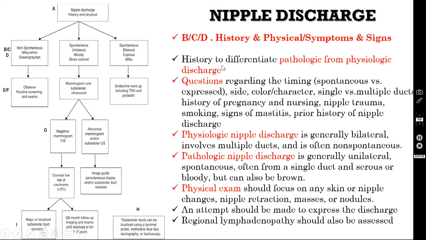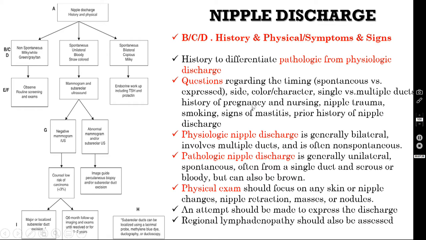So you have to ask certain questions to elicit whether it is physiological or pathological. You have to ask questions regarding the timing, whether the discharge is spontaneous or an expressed one, and whether it is unilateral or bilateral. What is the color of the discharge? What is the character of the discharge? Is it sticky or not? Is it coming from a single duct or multiple ducts? History of pregnancy and nursing.